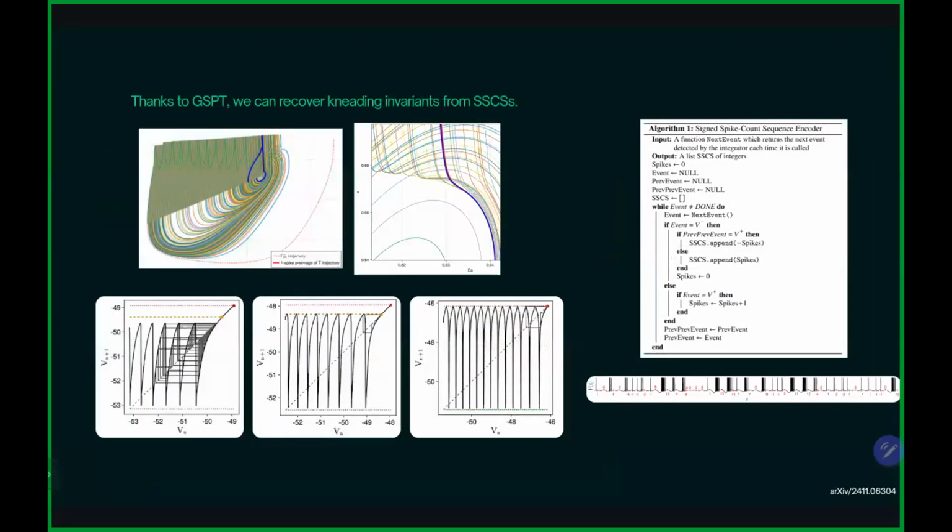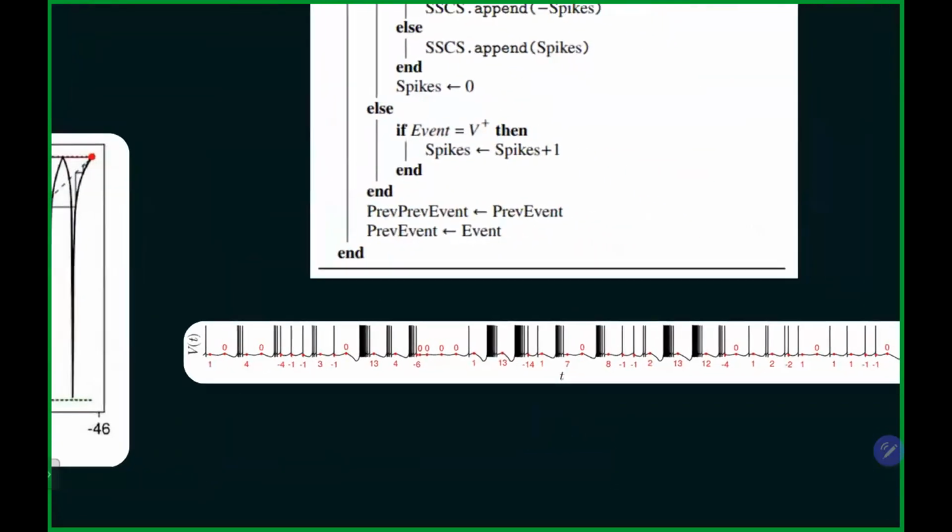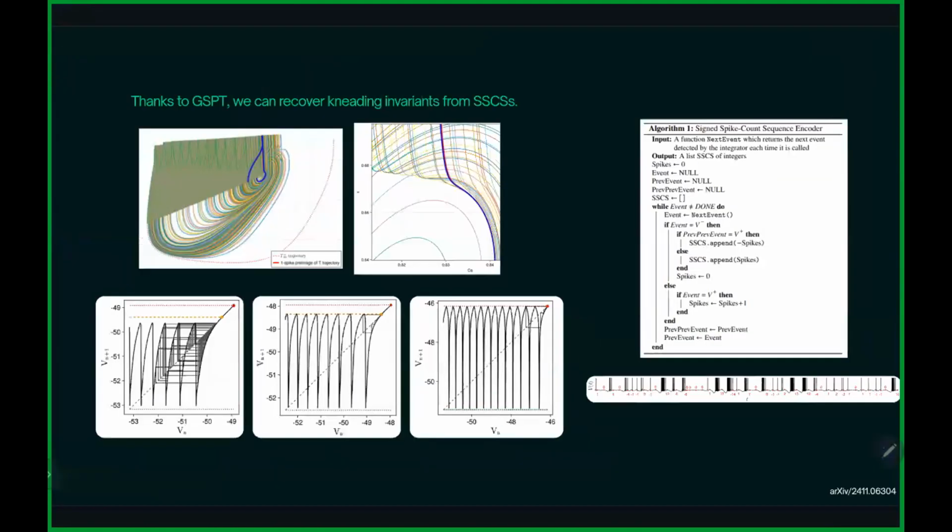So using kneading theory, we can take our 1D maps and we can take voltage traces, compute their signed spike count sequences, and then recover the kneading invariants for the 1D maps. And this is going to be useful because we'll be able to compute the topological entropy of the ordinary differential equation system.